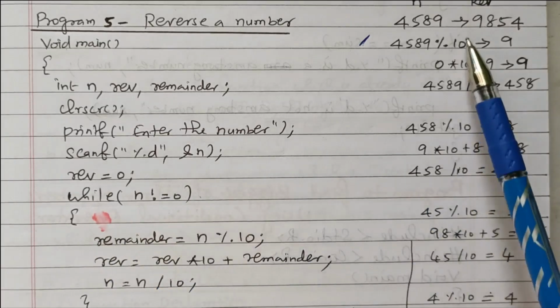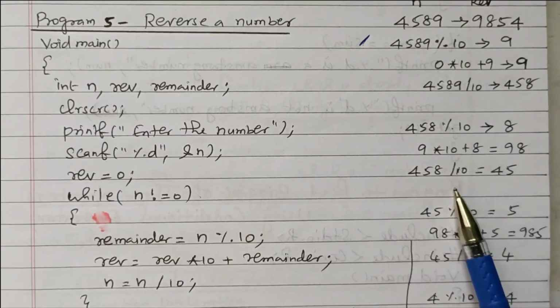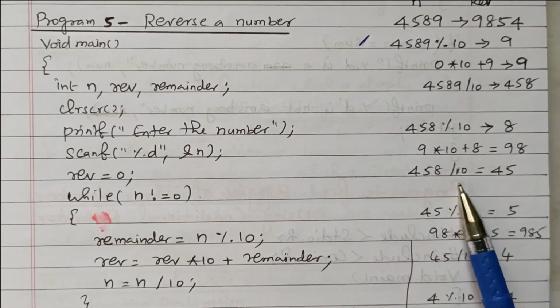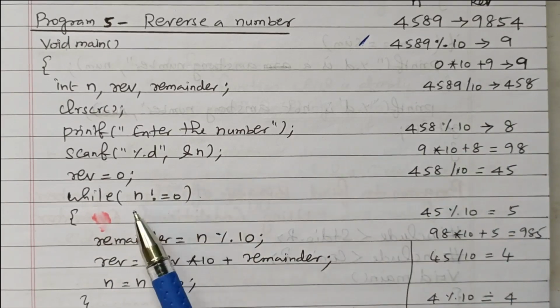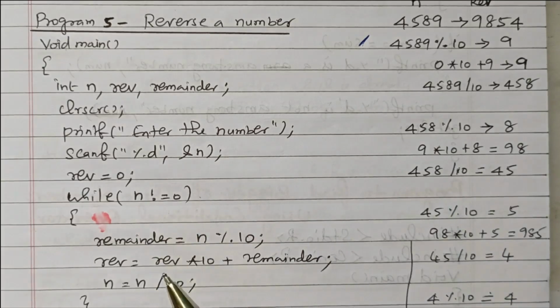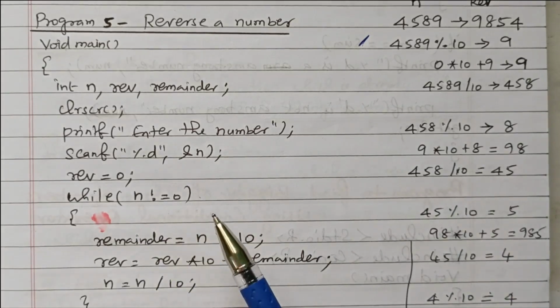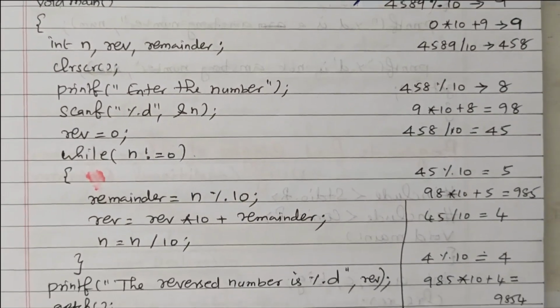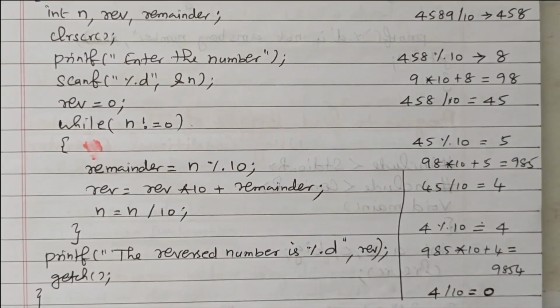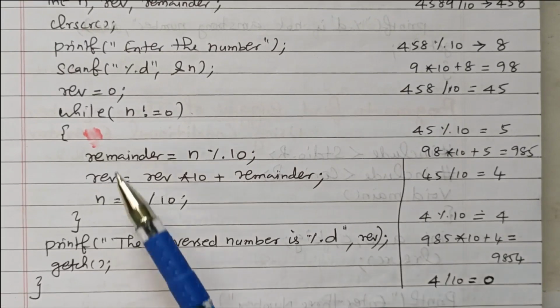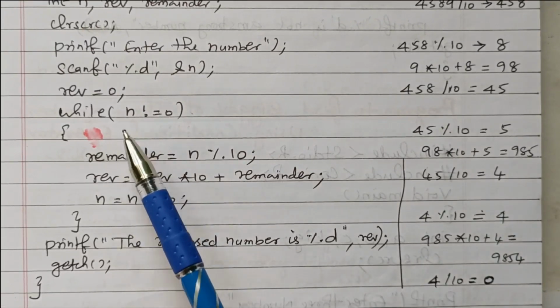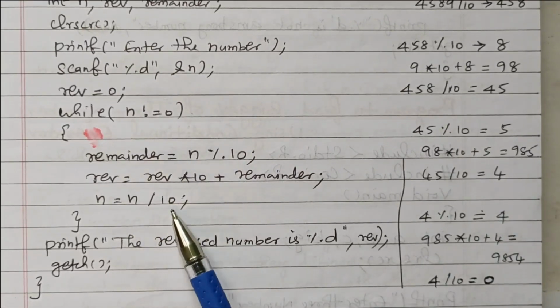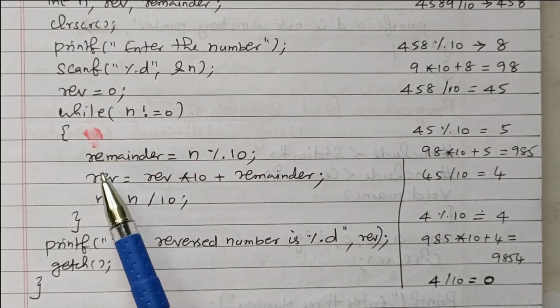Because while doing this process, we need to know when to stop. While dividing by 10, if n becomes 0, we can stop the process. If it is not equal to 0, we can continue the process. So while n is not equal to 0, we do this process. While n equal to 0 means we stop the process.